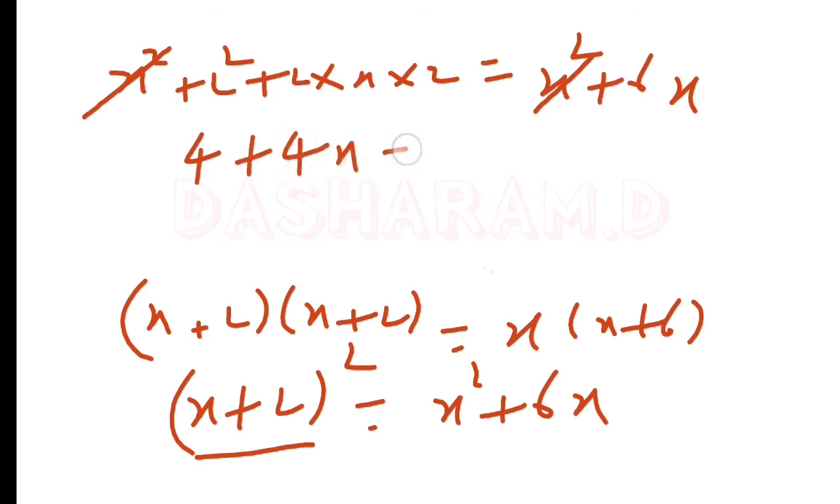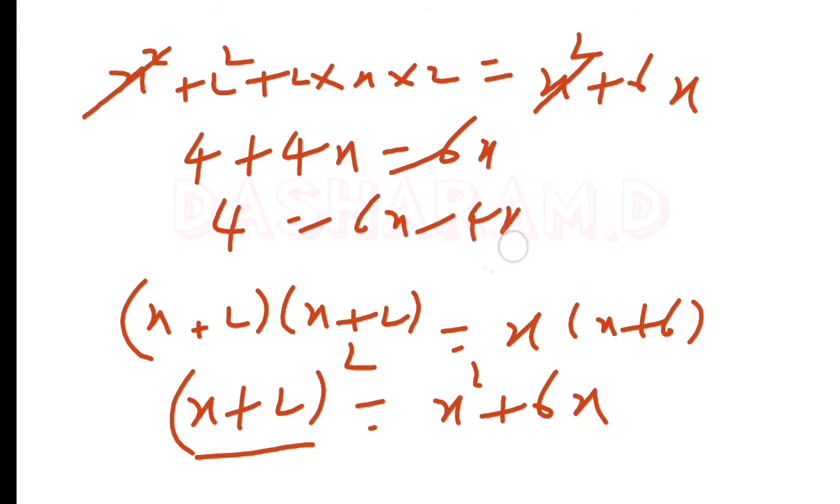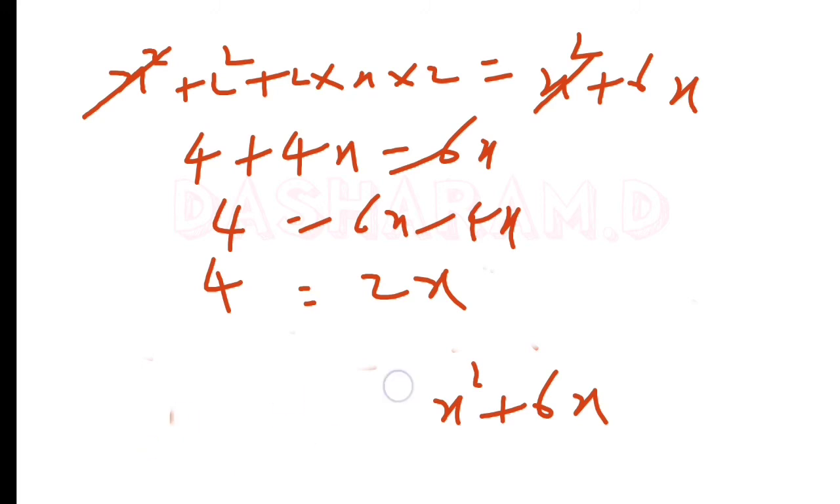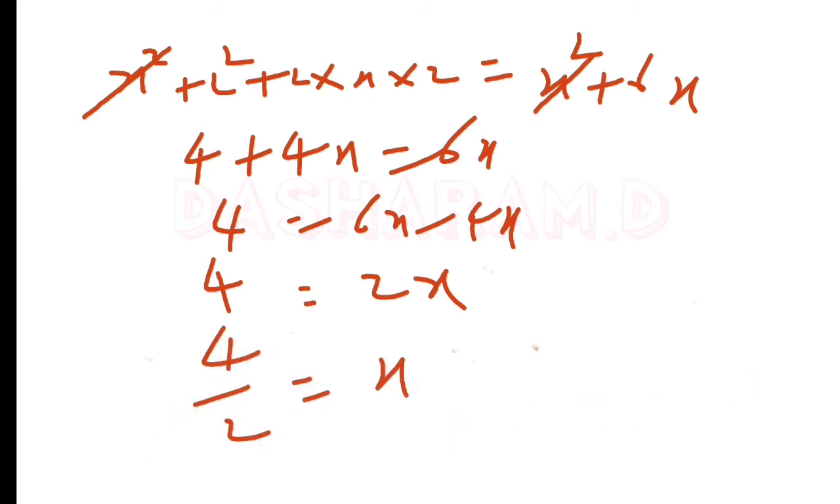So 4 equals 6x minus 4x. So then what is the x value here? 4 equals 6x minus 4x is 2x. So then 4 by 2 equals x. So 2 ones are 2, 2 twos are 4. So x value is 2.